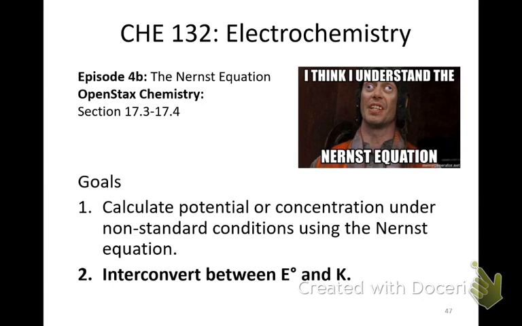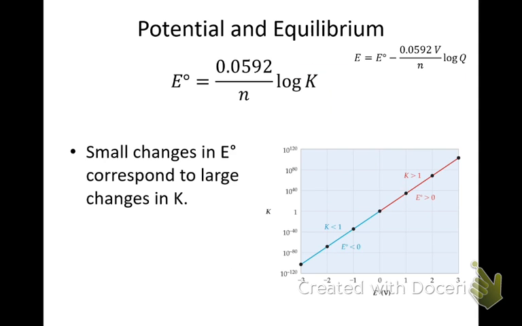In this session, we're going to talk about the relationship between the standard cell potential and K, the equilibrium constant. In the same way that we could use the Nernst equation to calculate the cell potential under non-standard conditions using log of Q, if Q equals K, then the system is at equilibrium. When Q equals K, the cell potential equals 0. So at equilibrium, the reaction is not spontaneous in either the forward or the reverse direction. There's no potential energy, nothing happens.